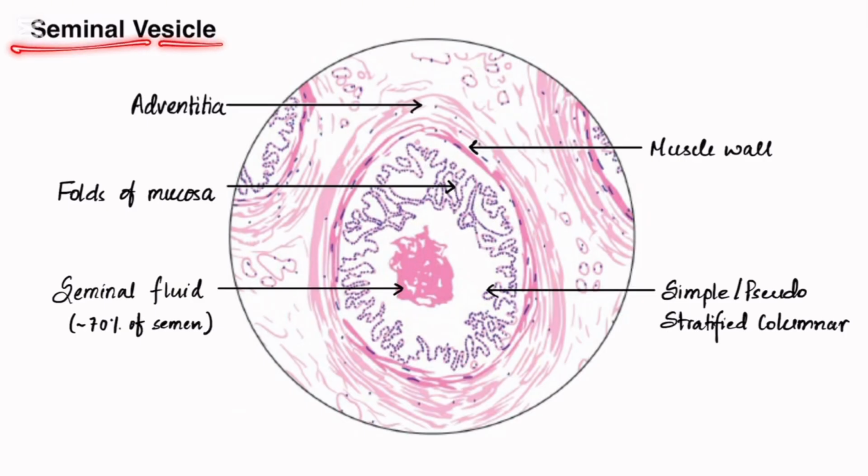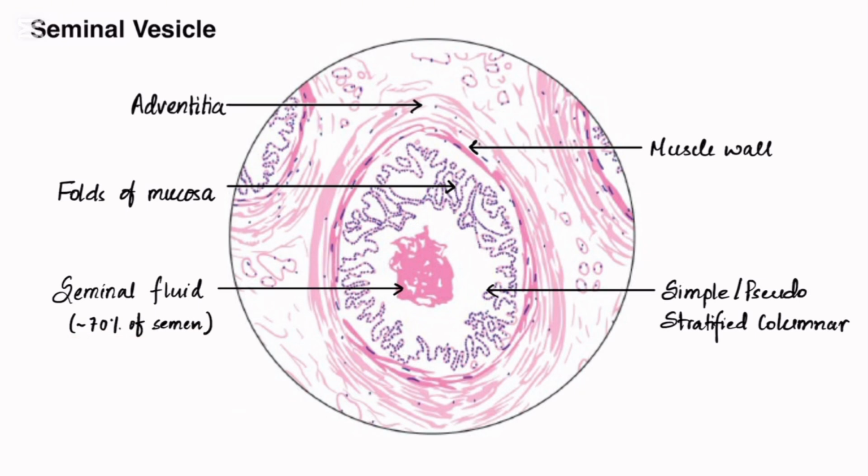Seminal vesicle is really easy to identify. All you have to look for is the highly convoluted mucosal folds. You can see folds and folds of mucosa, and they are folded so much that they anastomose with one another. That is, they connect with one another and become continuous with one another, like branches of a tree. So, highly convoluted mucosa. Inside the seminal vesicle, there's seminal fluid, which forms 70% of semen.